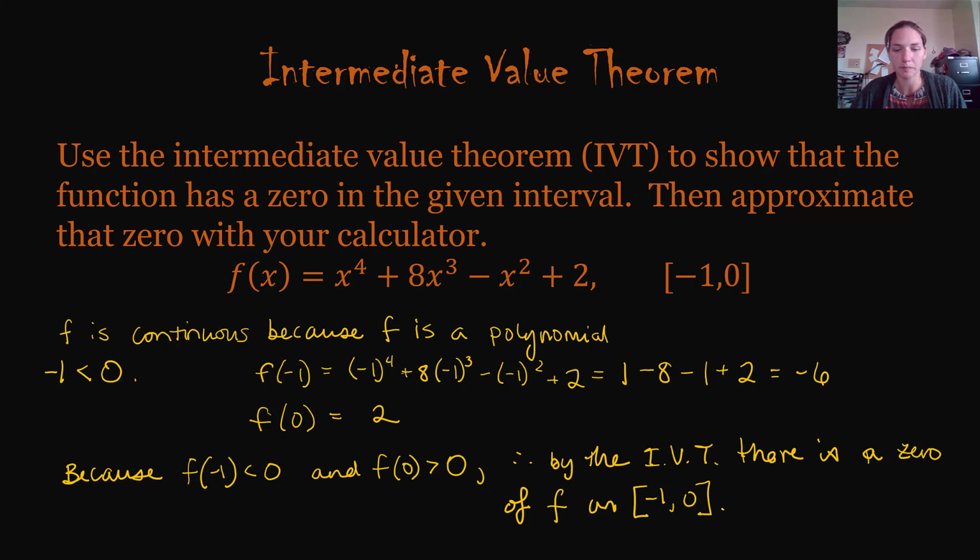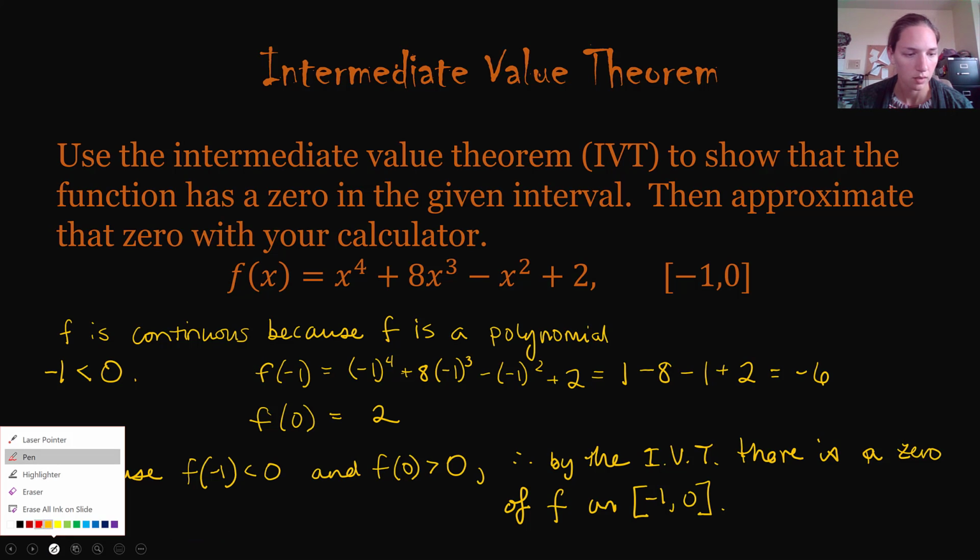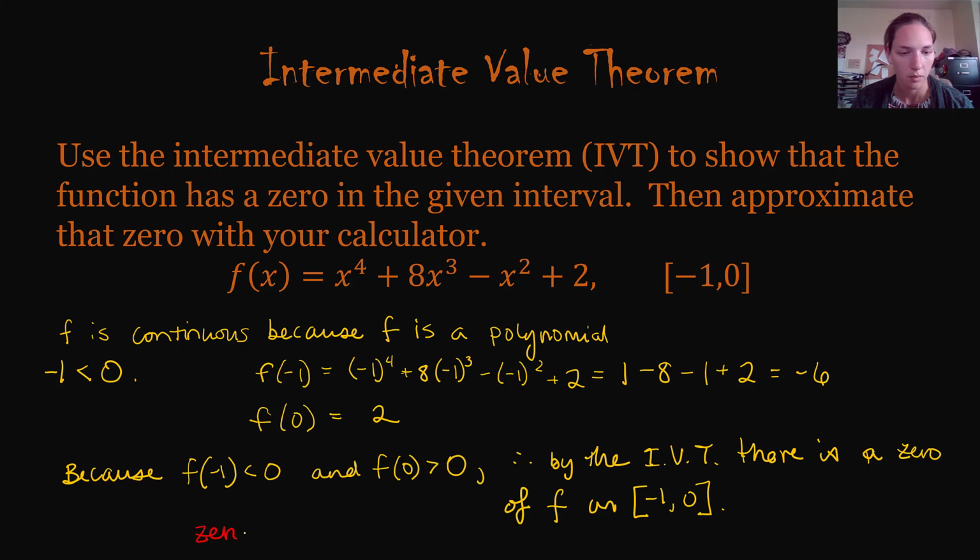And I get my 0 is x equals negative 0.6046-ish. There we go. So negative 0.6046 is my 0, right? That's the approximate location of that 0 on that interval. Okay.